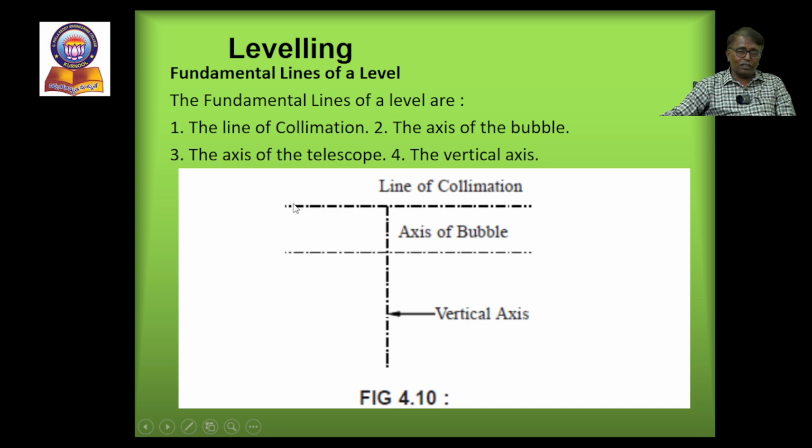The line of collimation was already defined. That is an imaginary line passing through the intersection of the crosshairs and the optical center of the objective and its continuation. And the axis of bubble tube is the line joining the intersection, the optical center of objective, optical center of eyepiece and its continuation. So both may coincide. That means the line of collimation and the axis of bubble tube are parallel to each other, or may coincide with each other. And the vertical axis and the axis of telescope. The axis of telescope also most probably coincides with the line of collimation.